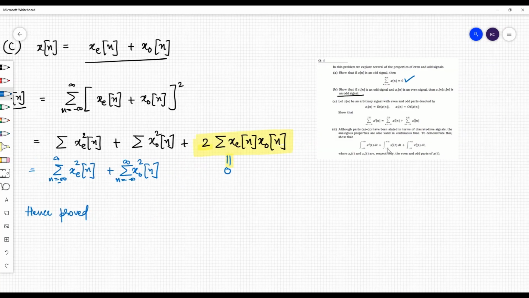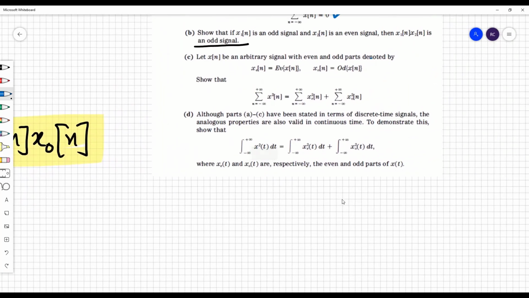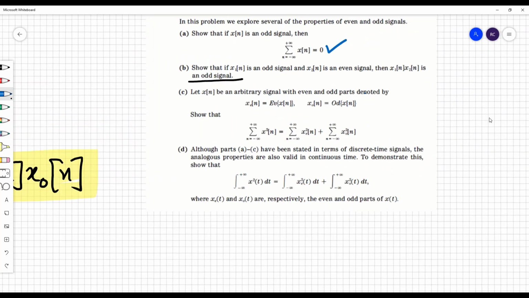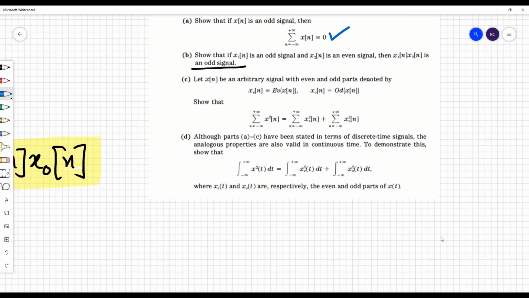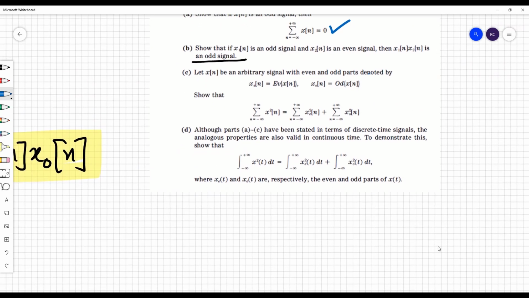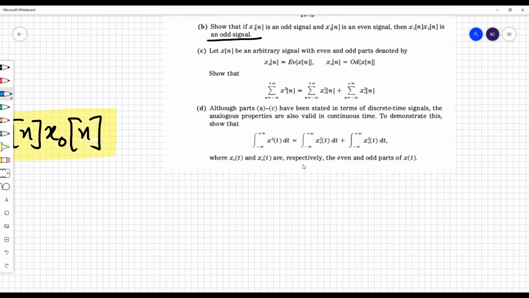Now moving to part D. Part D says that these subparts A through C were in terms of discrete time signals, but these properties are also valid for continuous time. And to demonstrate that, we need to show that the same property that we just proved in part C is also true for a continuous time signal.